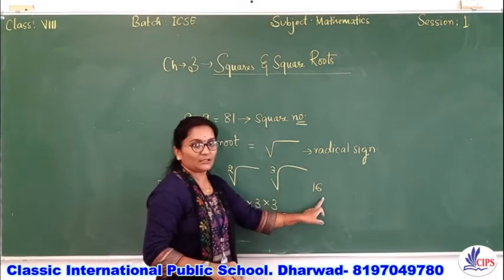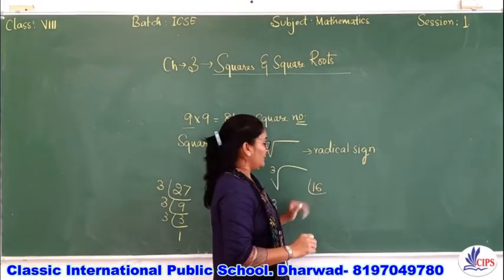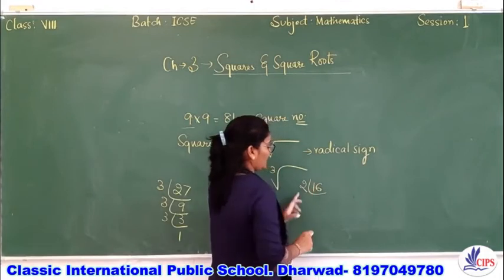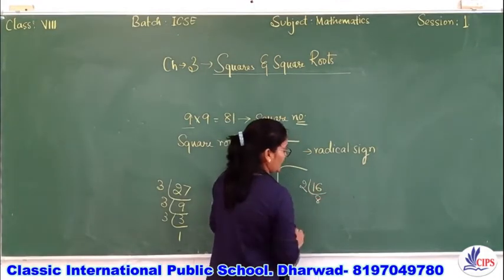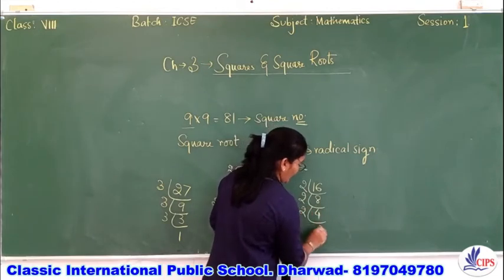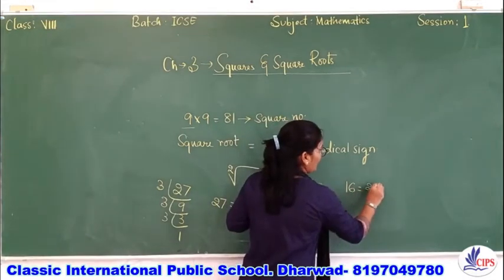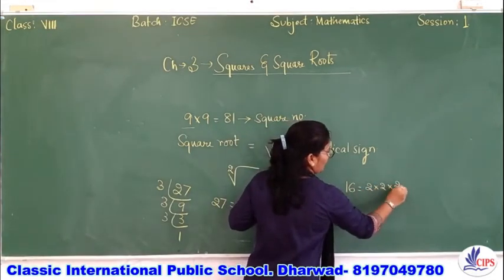Now I'll show you one more example, like for example 16. Now we'll check it with 16. So now 16 is an even number. I'll factorize this with 2. Now 2 8s are 16. Now 2 4s are 8. 2 2s are 4 and 2 1s are 2. Now I'll write the factors of 16 like this: 2 into 2 into 2 into 2.